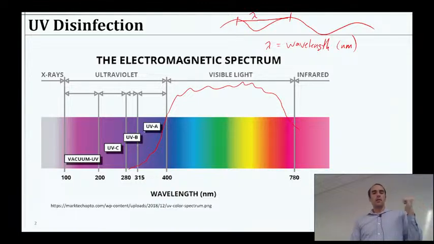So UVA kind of starts some of that. It's intense enough to do potentially a little bit of damage. And then as we go lower and lower, higher and higher energy, that becomes more and more hazardous. So the UVB stuff then is really what gives you the bad side of a sunburn.